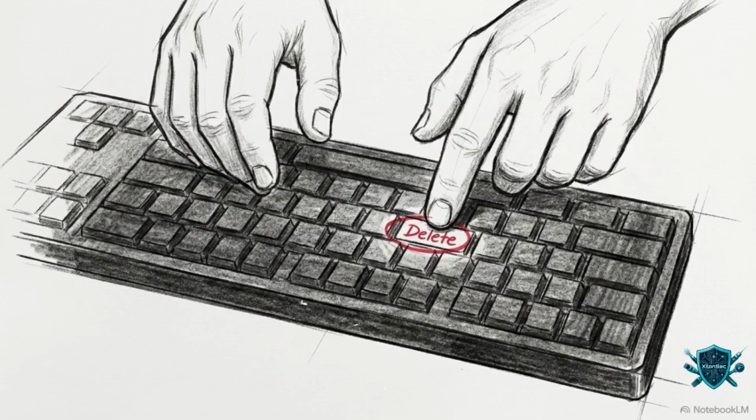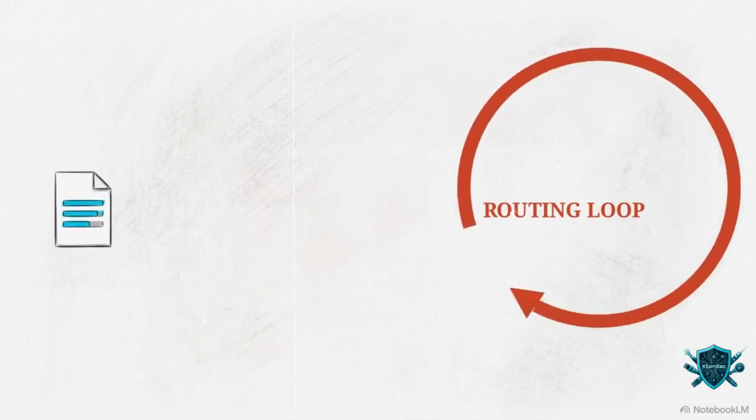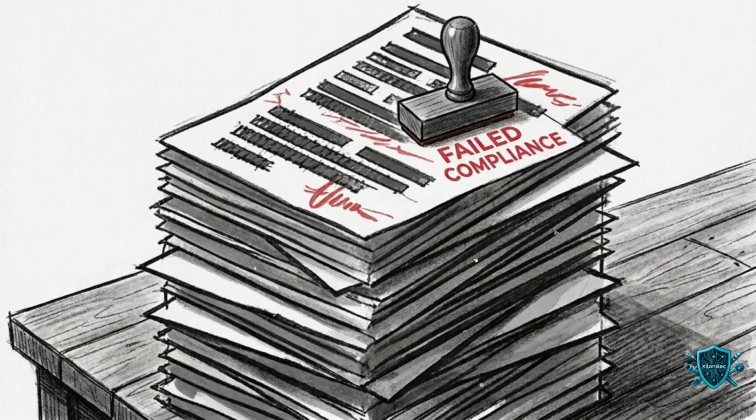Network administrators know these files are a problem, but are often terrified to clean them up. Deleting the wrong line of text in a legacy configuration can easily trigger a routing loop or expose a hidden shadow policy, bringing the whole network to a halt. Manual line-by-line compliance checks take weeks to complete and are highly prone to human error.